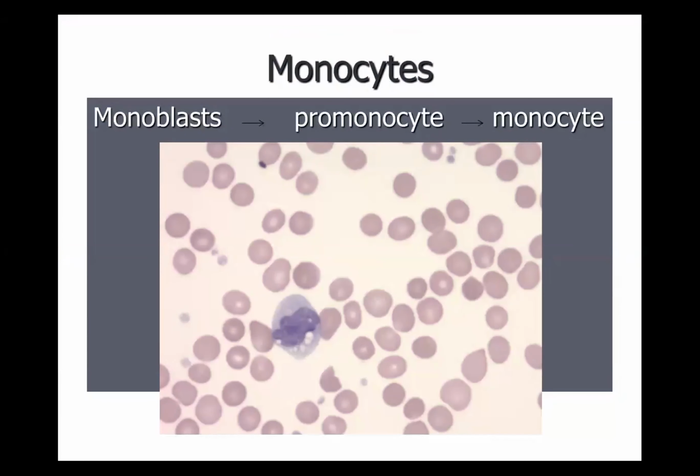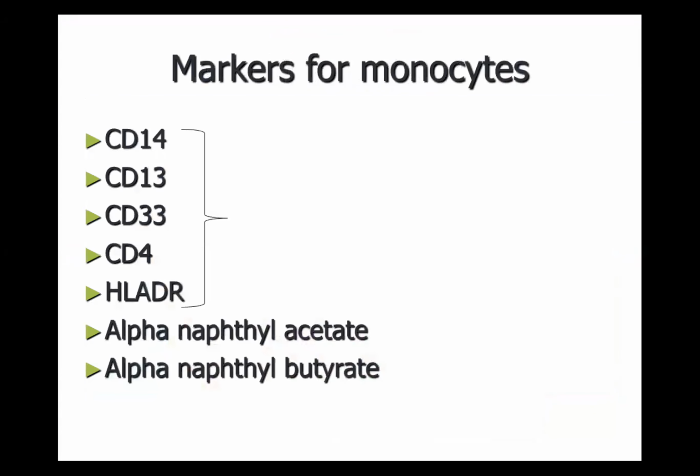Just a reminder, because this is important in the classification, monocytes arise from monoblasts, which mature into promonocytes and then into monocytes. And the markers are CD14, 13, 33, 4, HLA-DR. These are examples of IHC and flow markers that we can do to identify monocytes. Alpha naphthyl acetate and butyrate are cytochemical stains that are positive also in monocytes if you need to differentiate them from myeloid cells.